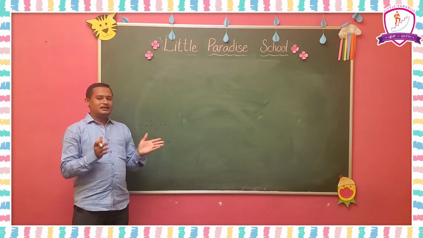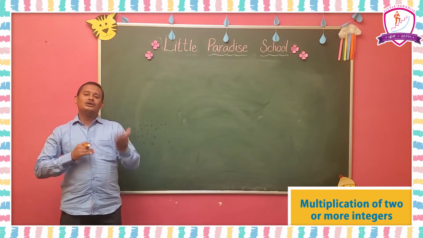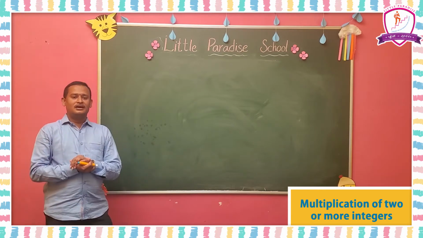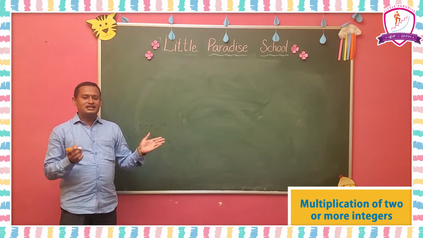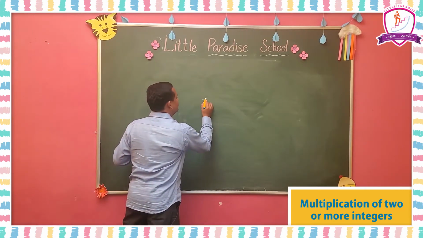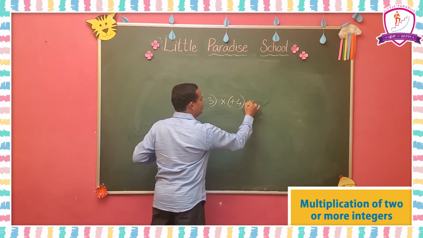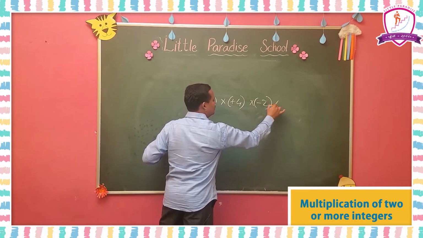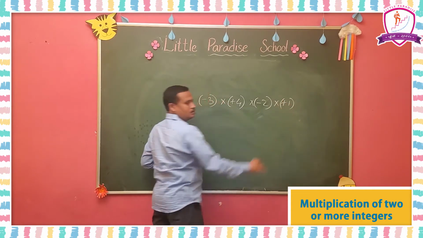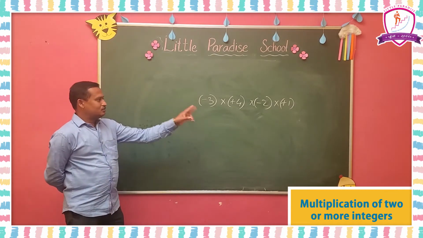Okay. Next, we discussed how to multiply two integers. Now we are going to discuss how to multiply two or more integers. When we have more than two integers, how do we multiply? We must multiply the symbols first. First I am going to give an example: minus 3 into plus 4 into minus 2 into plus 1. I am taking 4 integers here, 2 negative integers and 2 positive integers.